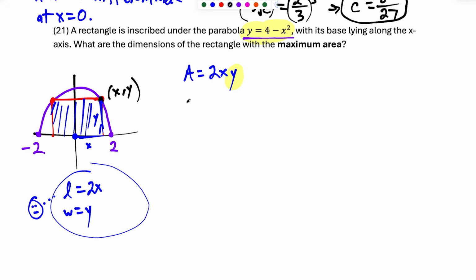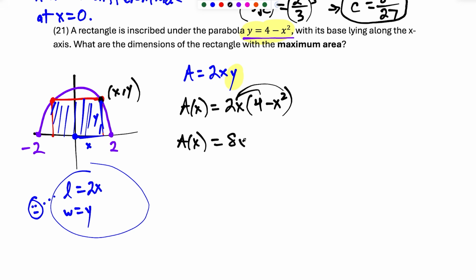So I'm going to say now that our area function as a function of x is equal to 2x times 4 minus x squared. And now I could just simplify this a bit. A of x equals, and we distribute, 8x minus 2x to the third power. So from here, I could also state a domain for this. The only domain that makes sense, since I'm focusing here on quadrant 1, is that our x value is going to be somewhere between 0 and 2.